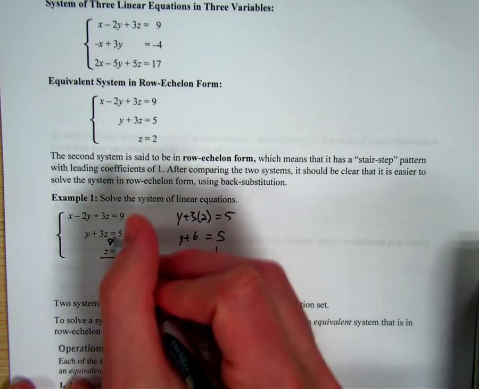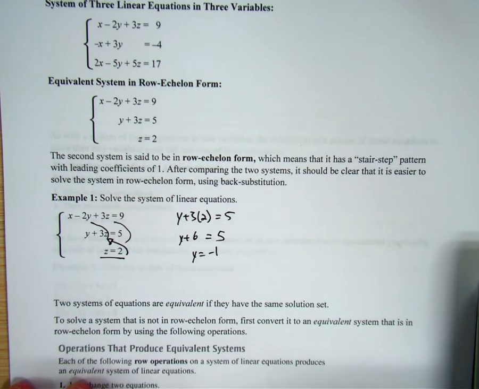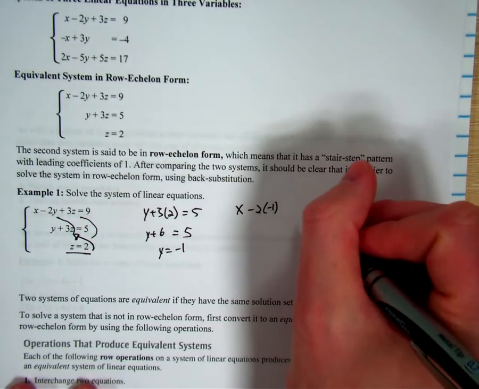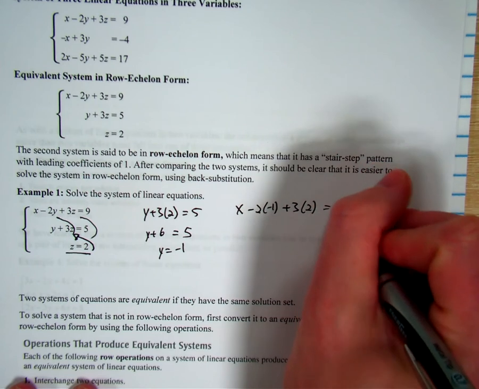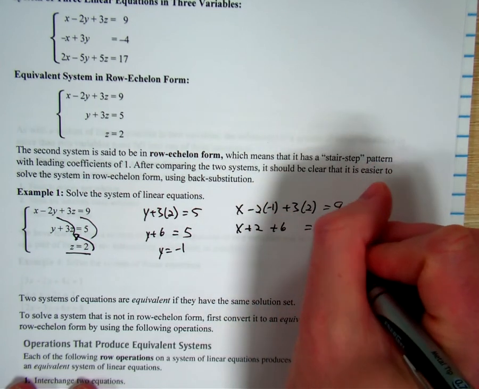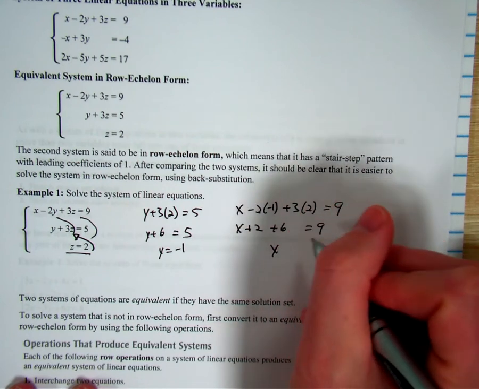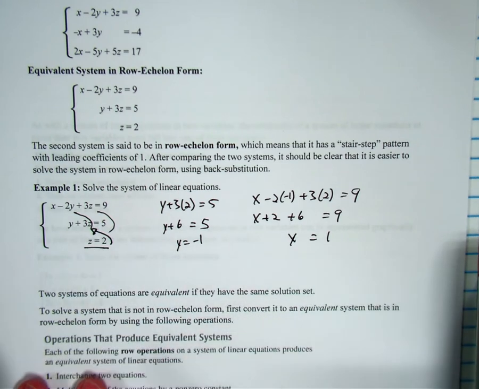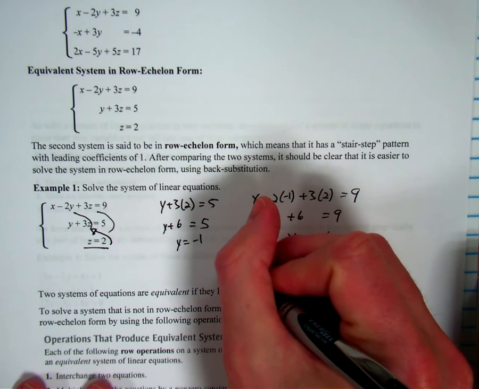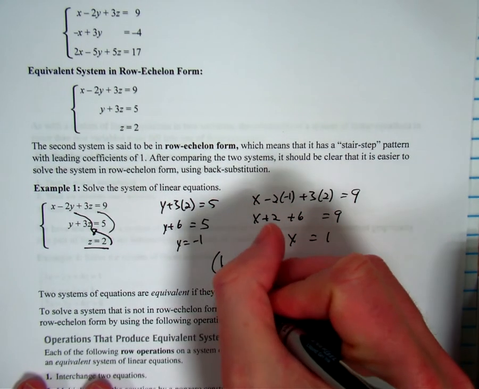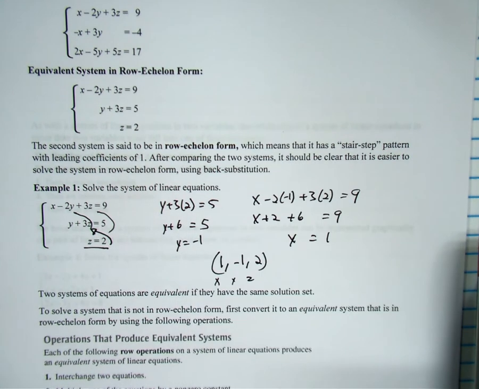Well, now I know z and y. Let's put those up here. x minus 2 times negative 1 plus 3 times 2 equals 9. Okay, 2 plus 6 is 8, and x is 1. So now I know x, y, and z. So my coordinate triple is (1, -1, 2). x, y, z in the three-dimensional plane.